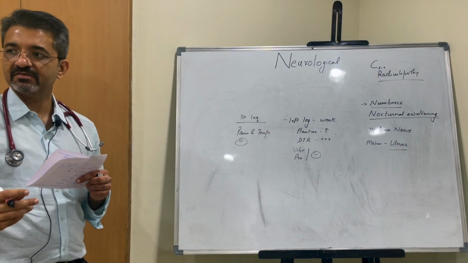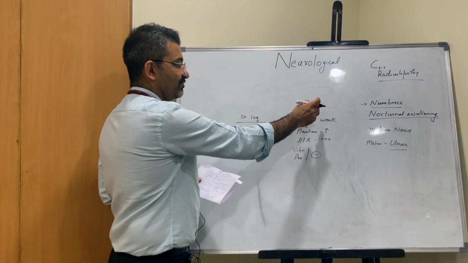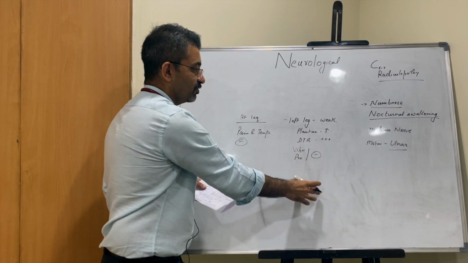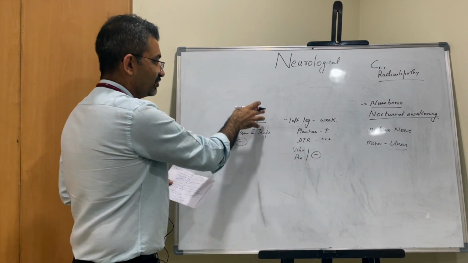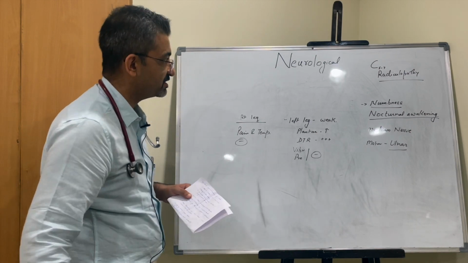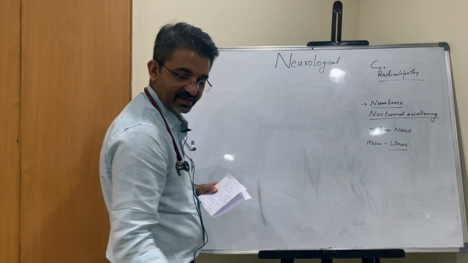So this is slightly difficult to understand, that in the left leg you have weakness and upper motor neuron features with vibration and proprioception lost, and in the right leg you have pain and temperature loss. So unless and until we understand the anatomy of the spinal cord, it will be very difficult for us to understand this.